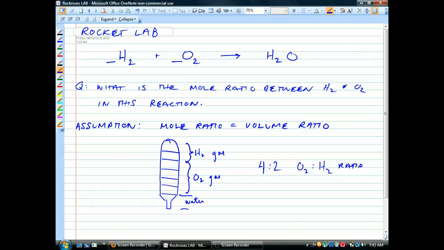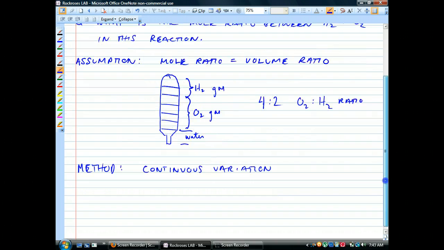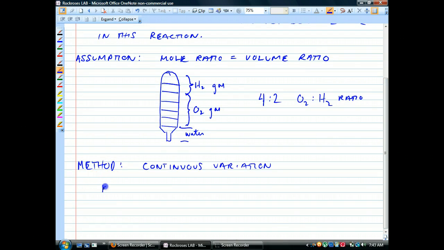Now, the basic method of our experiment is called continuous variation. And here's the basic concept behind it. Keeping total moles constant, total moles, I mean H2 plus O2. Keeping that constant, in other words, it's a controlled variable. We vary the ratio.